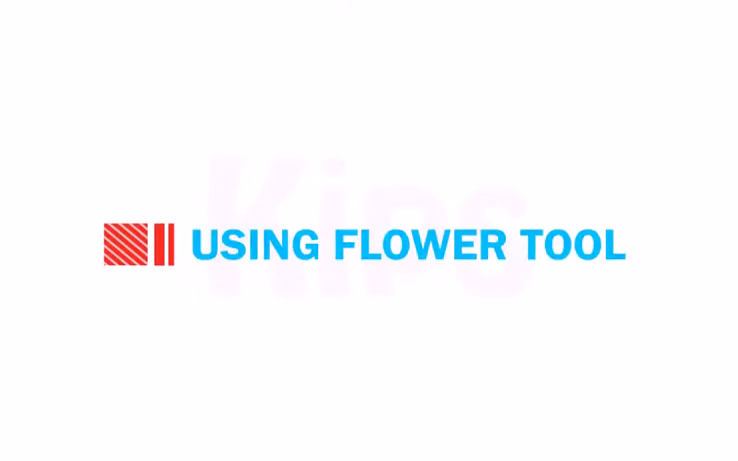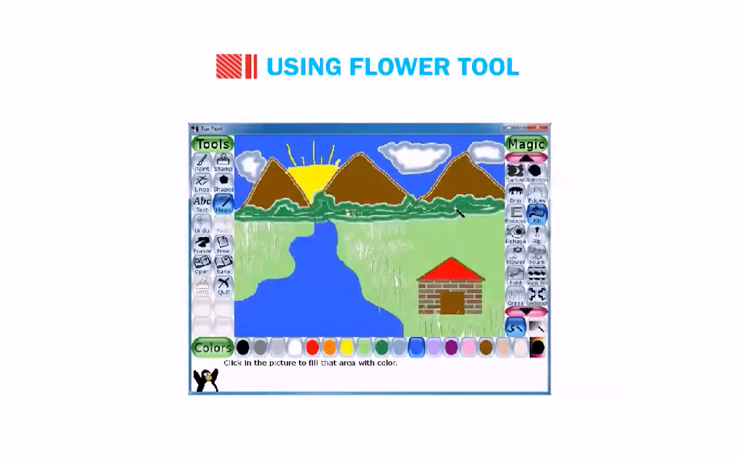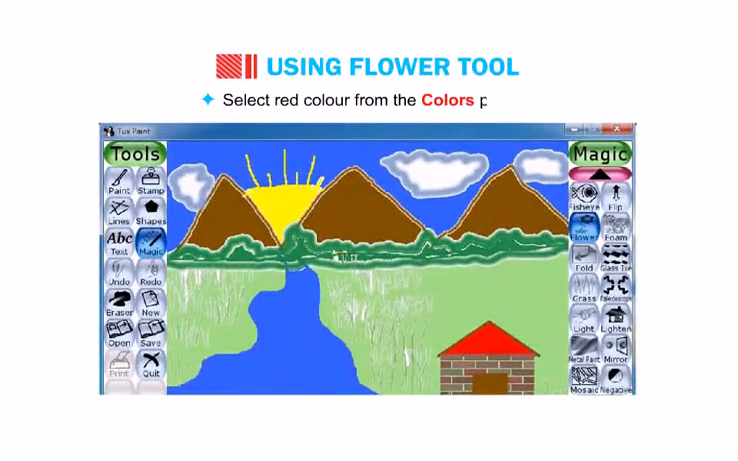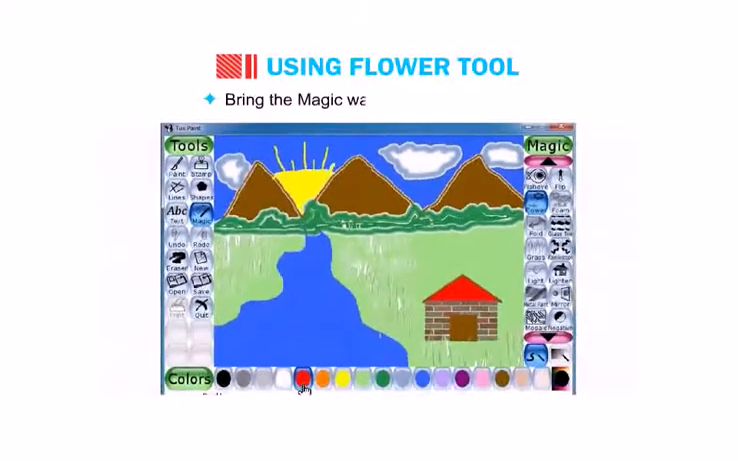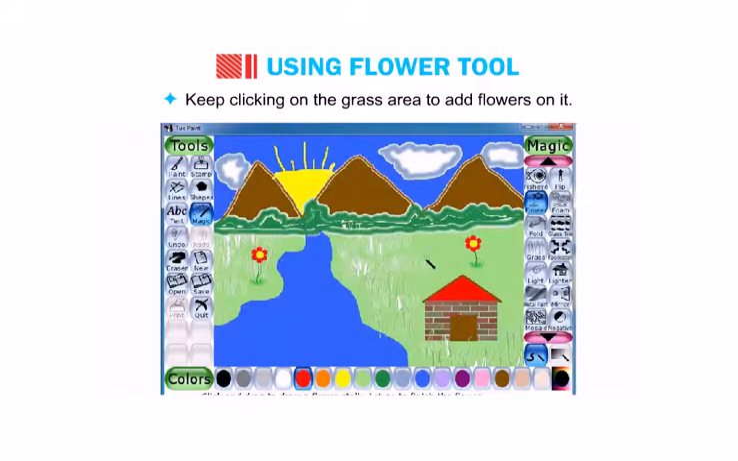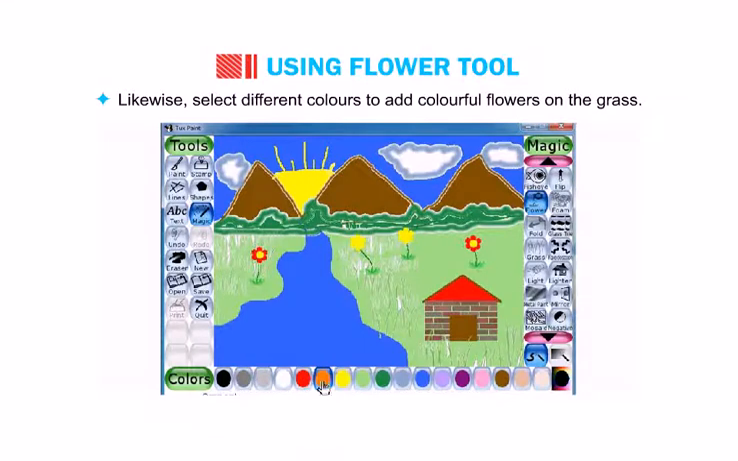Alright students, let us now learn how to use the flower tool. It is a ready-made option to draw flowers on the canvas. Click on the flower tool, which is a sub-tool of the magic tool. Select red color from the colors palette. Bring the magic wand over the grass. Keep clicking on the grass area to add flowers on it. Likewise, select different colors to add colorful flowers on the grass.